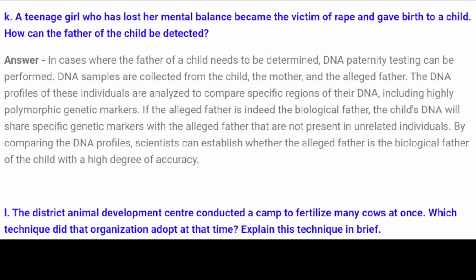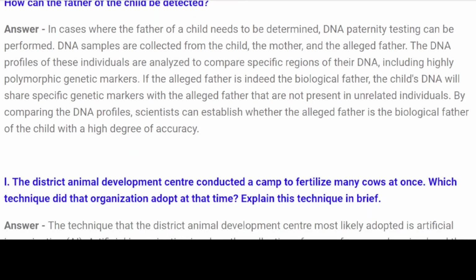By comparing the DNA profiles, scientists can establish whether the alleged father is the biological father of the child with a high degree of accuracy. L. The District Animal Development Center conducted a camp to fertilize many cows at once. Which technique did that organization adopt at that time?